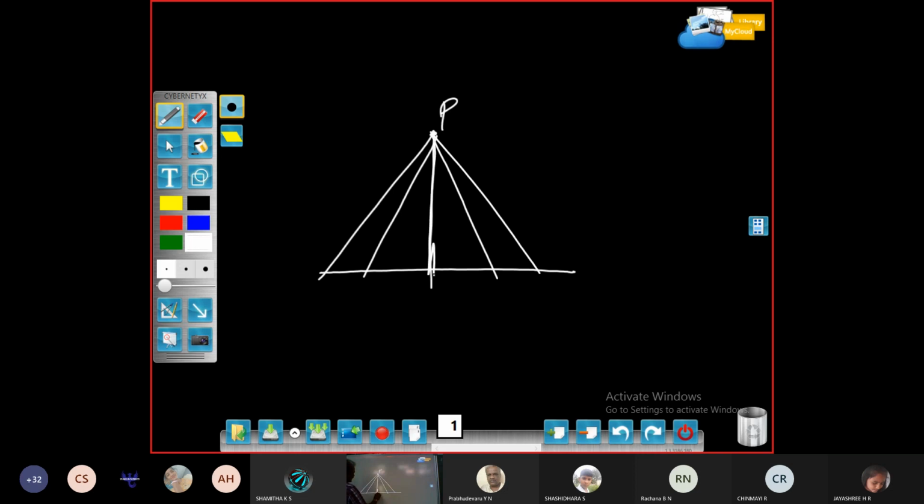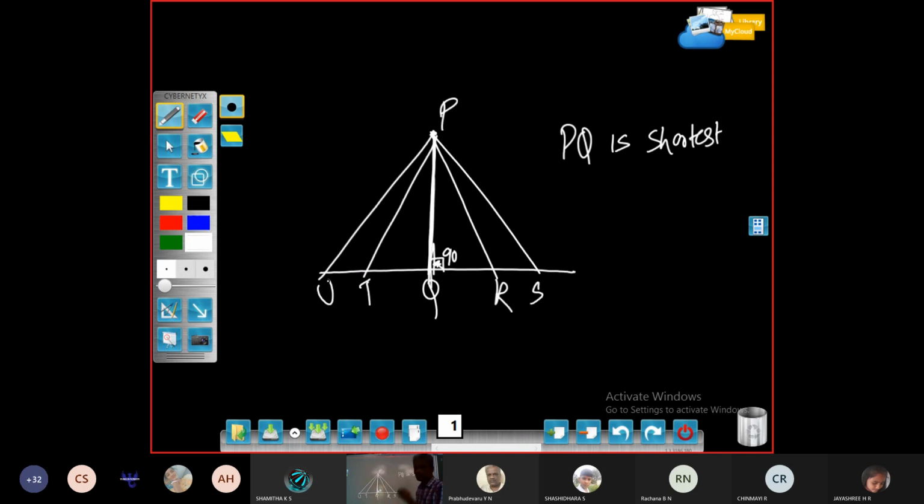So let us write, this is shortest, that is perpendicular. This is 90 degree. The shortest line will be perpendicular only. You can call this Q. Suppose this is R. Among all the lines, PQ is the shortest. You compare PR, PS, PU, whatever lines you draw from P, which is the shortest? PQ. Because PQ is perpendicular to QR, the shortest is always the perpendicular.